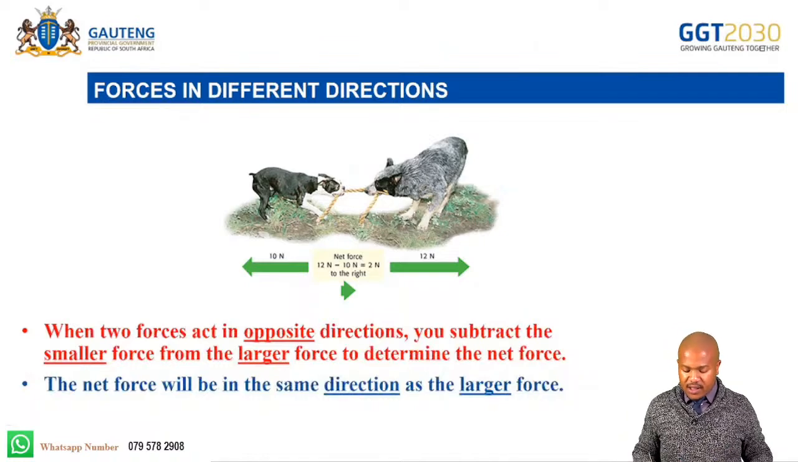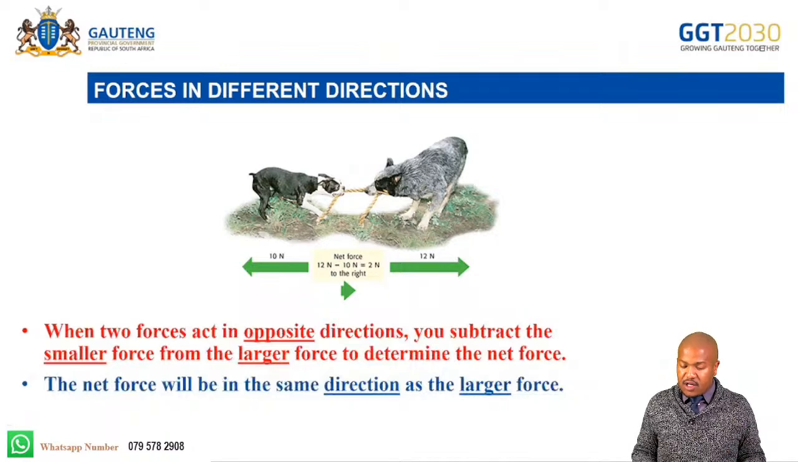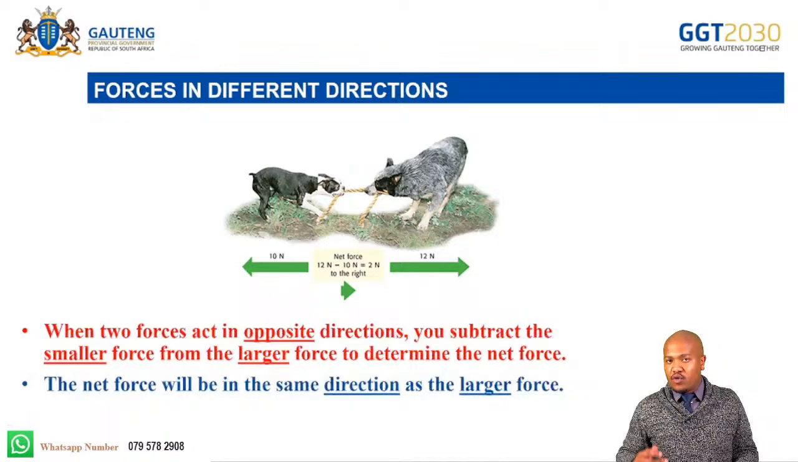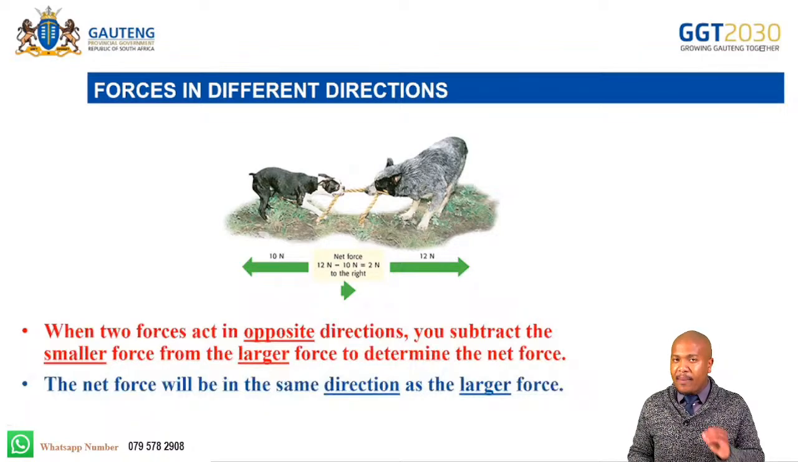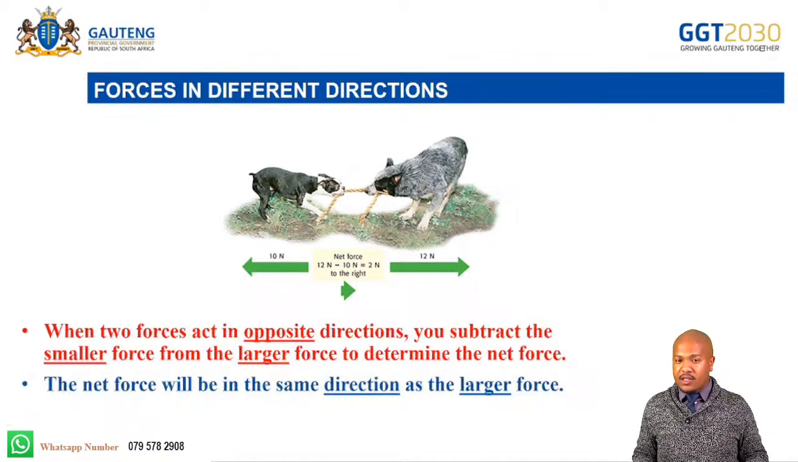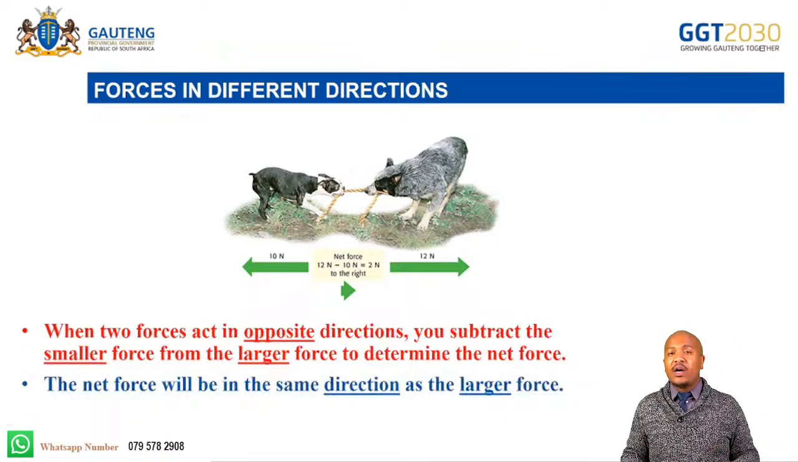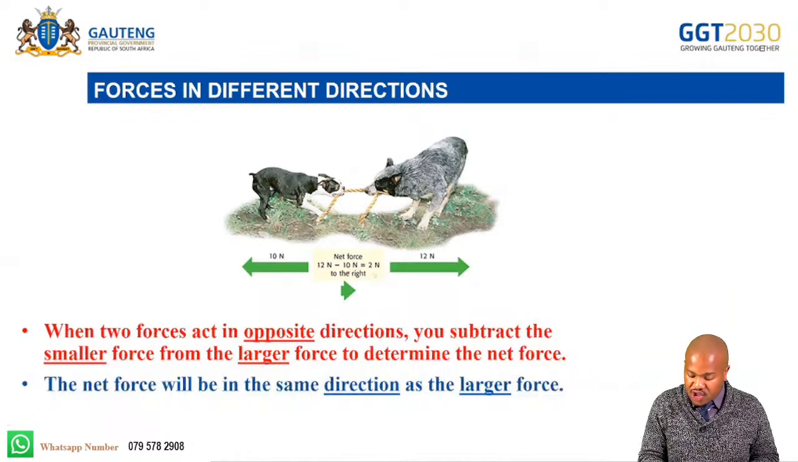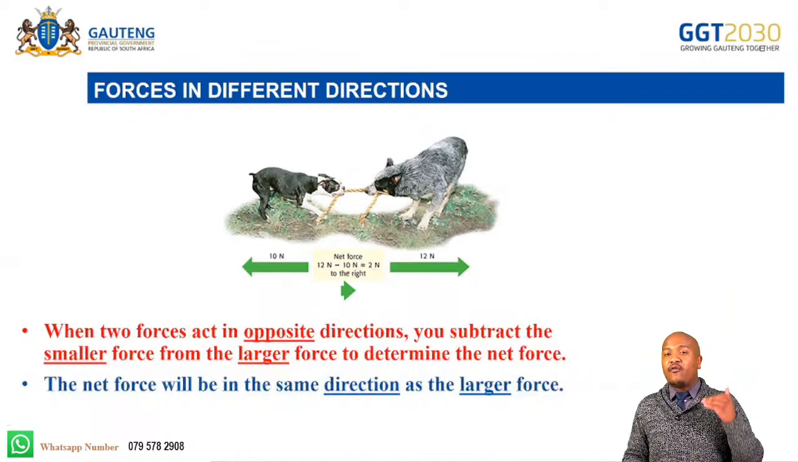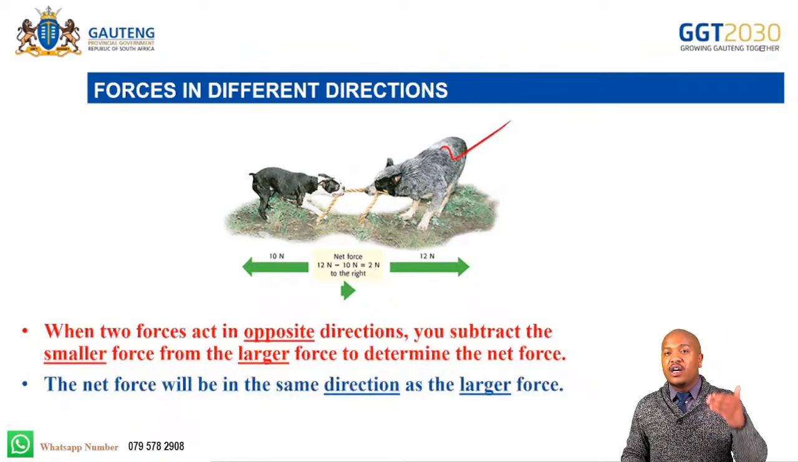So let's look at this information. Danger is applying 10 newtons of force, whereas Snoopy is applying 12 newtons of force. So what do we do? We subtract, right? So it's going to be 12 newtons of force minus 10 newtons of force to give us what? The larger force, right? To give us 2 newtons of force to the right hand side. So meaning what? Snoopy is going to win the rope over to himself.